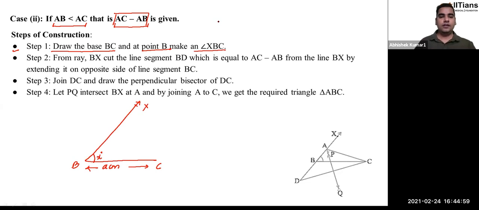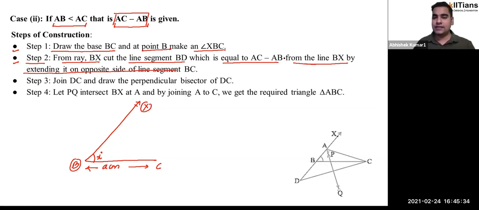Clear? Now, what we have to do in step two: from the ray BX, you have to cut the line segment BD that must be equal to the difference AC minus AB. Is that clear? And after that, from the line BX, by extending it on the opposite side of the line segment BC. So what are they saying, guys? Read it again. From the ray BX. So they are talking about this ray, which is BX. You have to cut line segment BD, and the length of BD must be equal to AC minus AB from the line BX by extending it on the opposite side of the line segment BC.